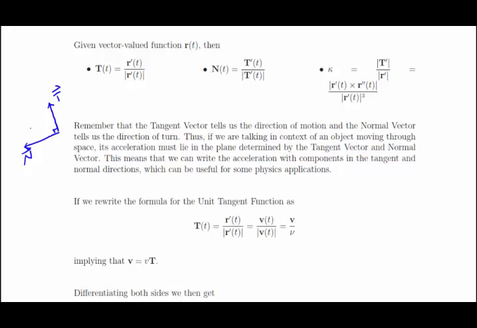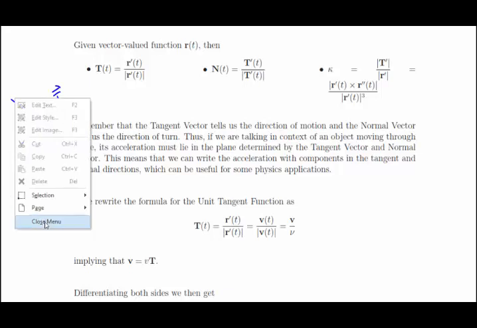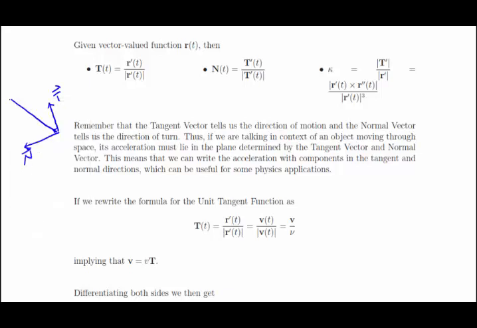And then the acceleration has to be in the plane of the unit tangent vector and the unit normal vector. So somehow we should be able to come up with, say our acceleration is in this direction. We don't know, I'm not looking at a specific example, but say our acceleration is in this direction.